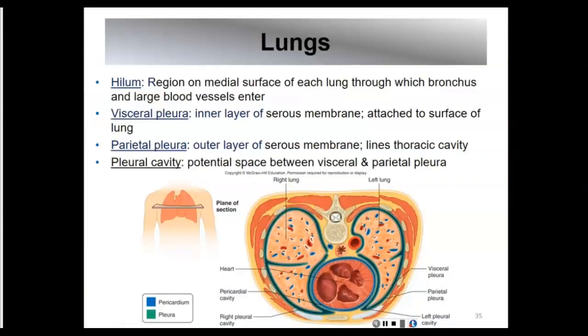On the lungs itself, we have what's called a hilum, which is a region on the medial surface of each lung where bronchi and blood vessels enter. It's all wrapped in a tissue as well called the visceral pleura, which is an inner layer of serous membrane attached to the surface of the lung. Then there's another layer called parietal pleura, which is a serous membrane lining the thoracic cavity. The pleural cavity itself is the space between the visceral and parietal pleura.